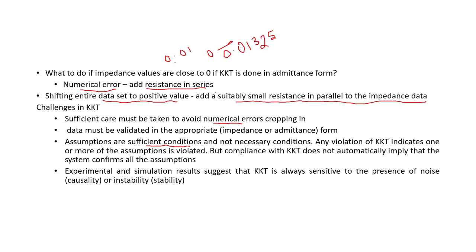Adding a resistance in parallel is to shift the values more to the positive side. Sufficient care must be taken to avoid numerical error. Now, the data validation should be done in appropriate form depending upon whether it's potentiostatic or galvanostatic, etc. We know that the conditions are only sufficient. So, being KKT compliant doesn't mean that my system is stable, linear, and causal.